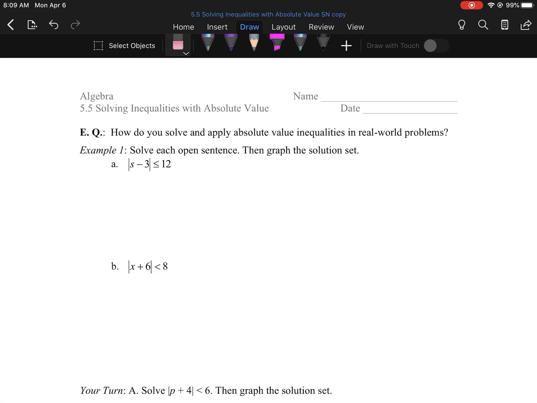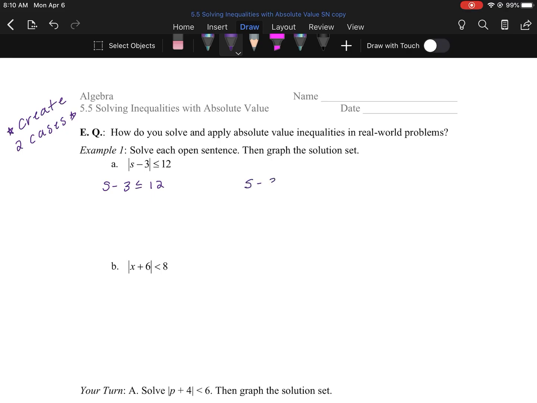All right, today's lesson is section 5.5, solving absolute value inequalities. Just like every other inequality, absolute value that we have solved, we have to create two different cases. The first case is exactly the way it is, except we're going to drop those absolute value bars. So it's going to be s minus 3 is less than or equal to 12.